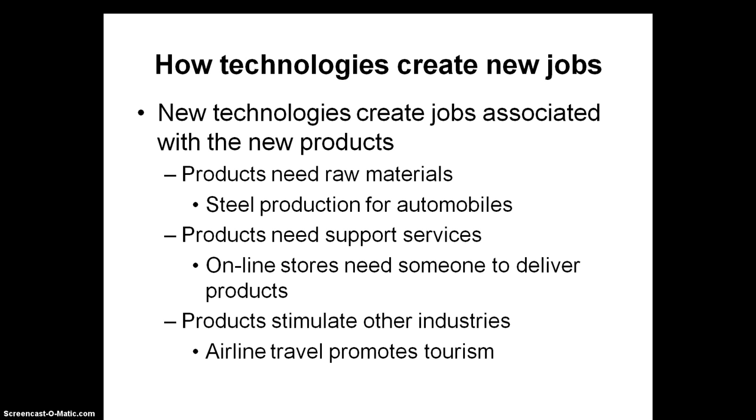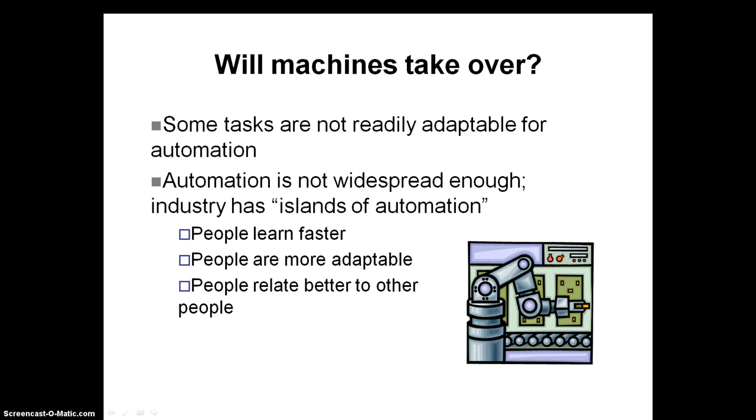A lot of times, products will stimulate other industries. For instance, airline travel, once we can afford it, also promotes tourism. So I will fly to Disneyland, or I will fly to Rome, or I will fly to any of the other tourism destinations. So that one industry has actually aided other industries.